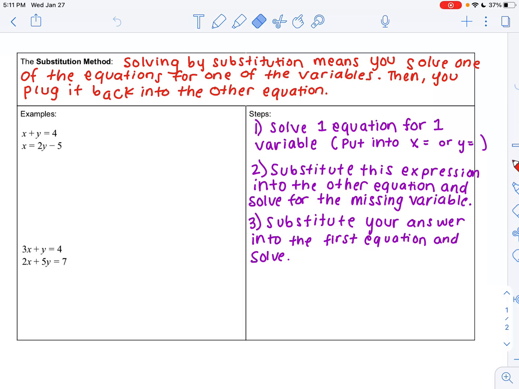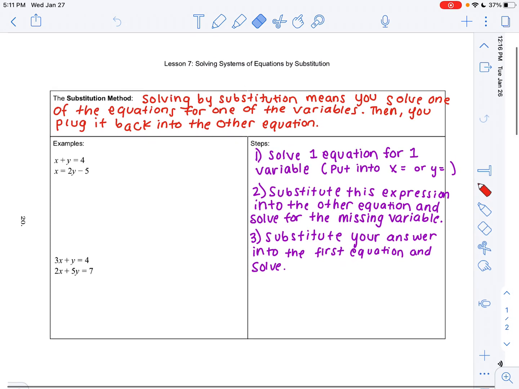All right, so we're going to solve by substitution. So solving by substitution, by the way, I'm going to zoom out a little bit. This is on page 20. This is lesson 7, okay? Solving systems of equations by substitution. So this is the last lesson in the unit.